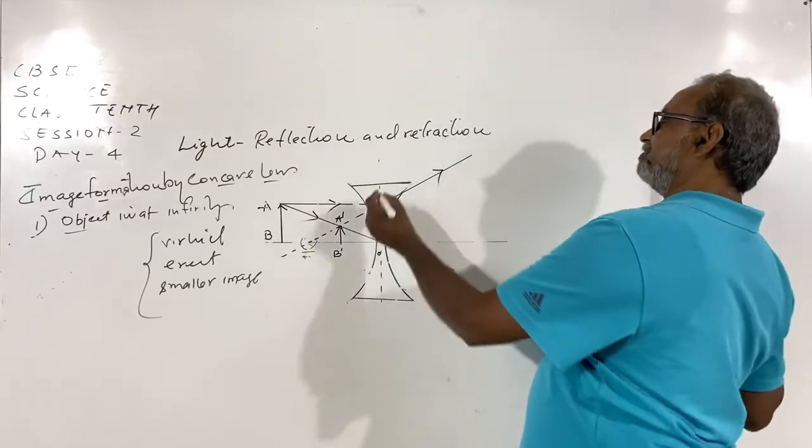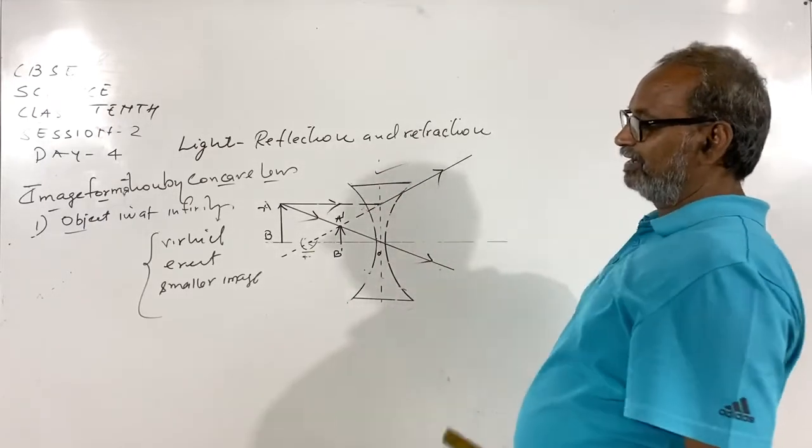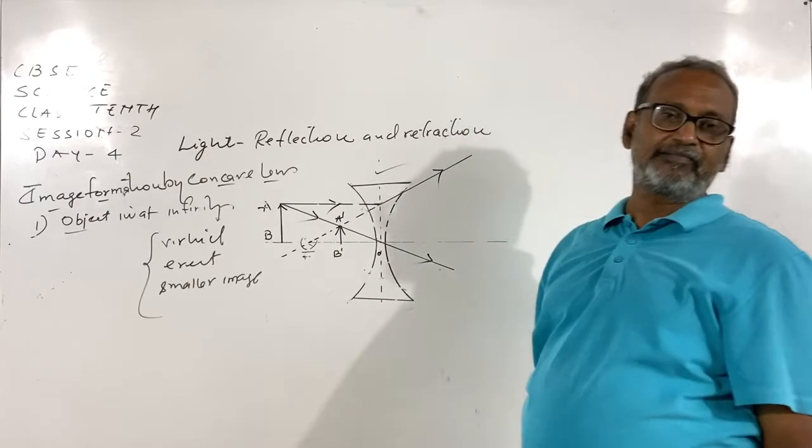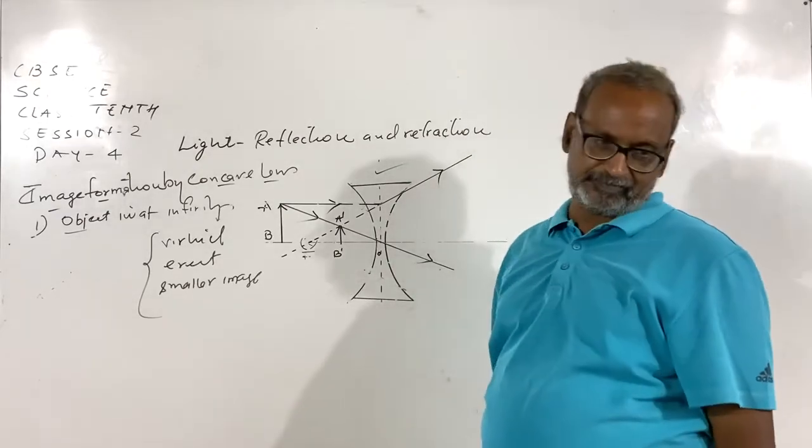So a concave lens always forms virtual, erect and smaller image, whatever be the position of the object.